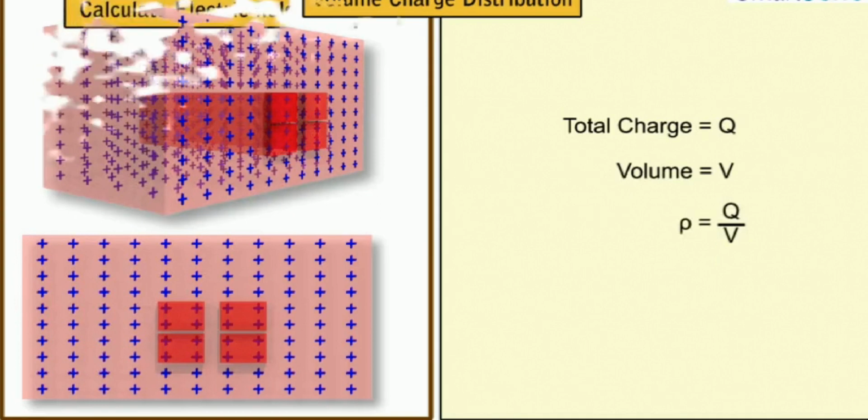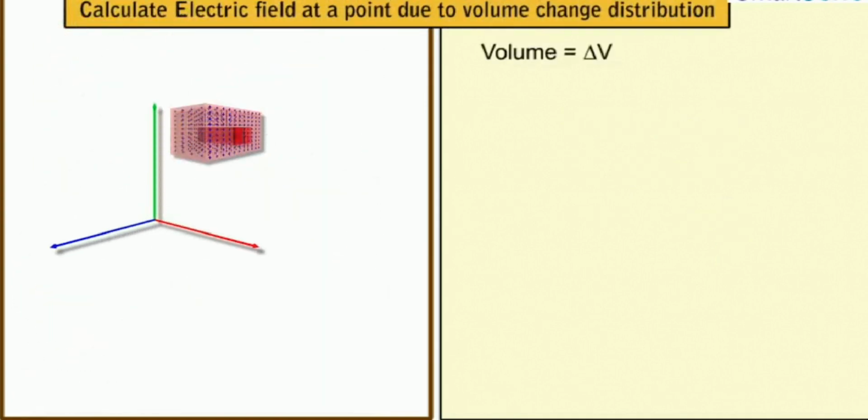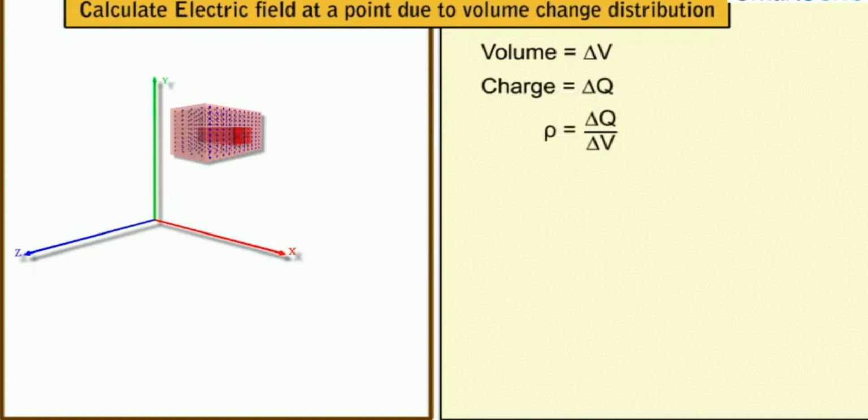Now, consider the small volume element delta V of charged distribution carrying a charge delta Q. We know that the charge density ρ is equal to delta Q by delta V. Thus, the charge on the volume element is delta Q is equal to rho delta V. The position vector of the volume element delta V with respect to the origin O is R. Consider a point T in the electric field of volume charge distribution, which is at a distance of r dash from the volume element delta V.